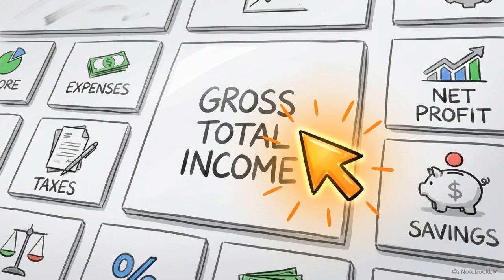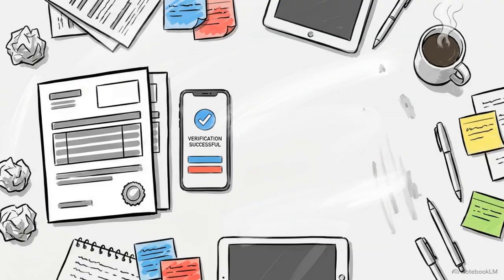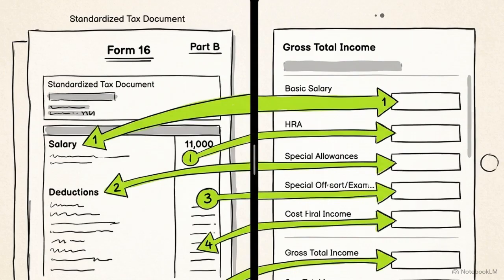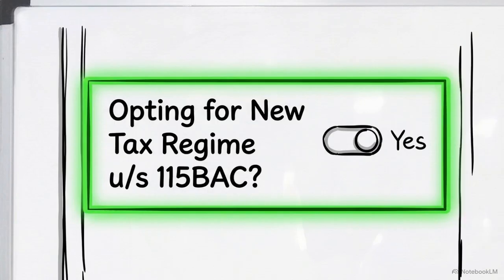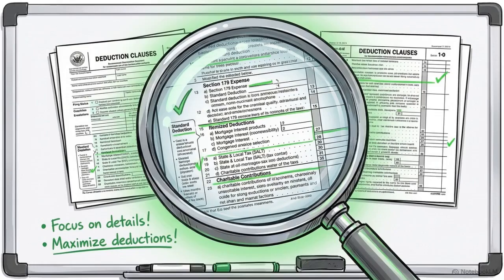Next, return to the main dashboard and open the Gross Total Income Schedule. This screen displays the salary data the government already has. Take your physical Form 16, compare Part B on the left, and ensure every number matches the digital fields on the right. Under the updated rules of the Income Tax Act 2025, the system defaults to the new tax regime. Verify which regime you are currently opted into, as this directly dictates your eligible exemptions.